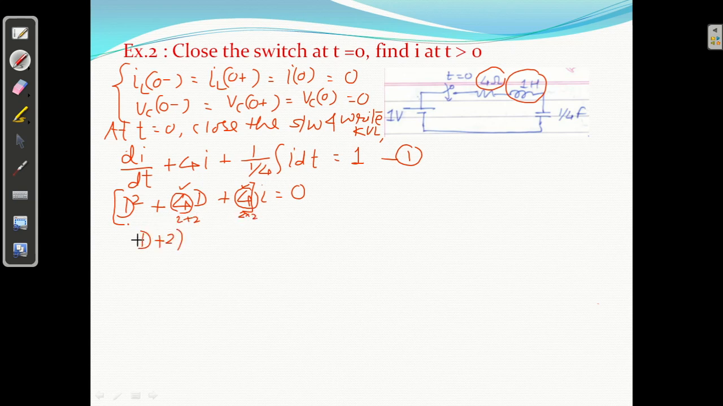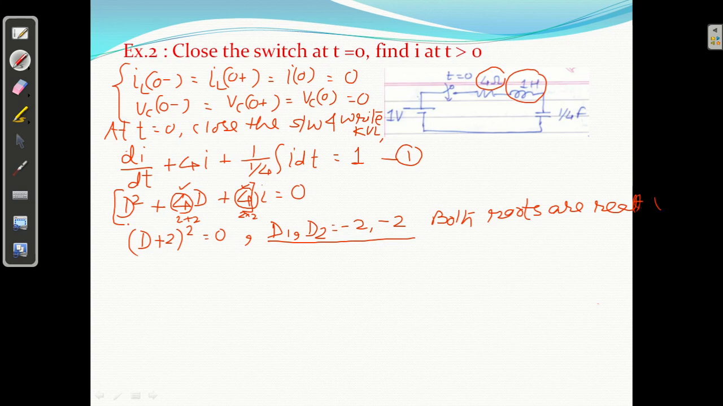So I had two roots. D plus 2, you can say square of that, equal to 0, so d square plus 4d plus 4. So we will get two roots, d1 and d2. I am getting both roots as minus 2, minus 2. This means both roots are real and repeated. Roots are real and repeated.